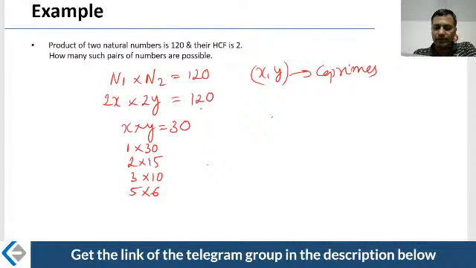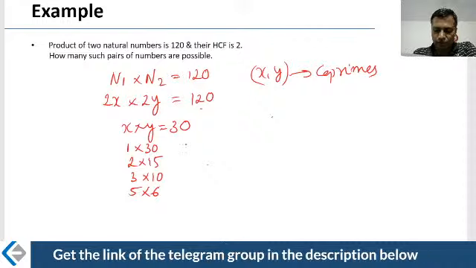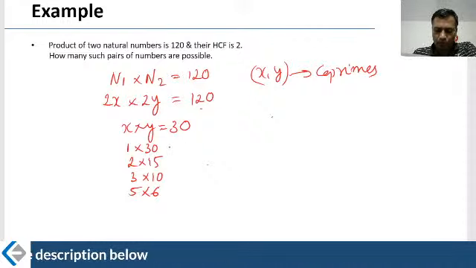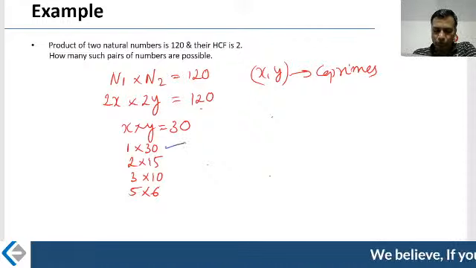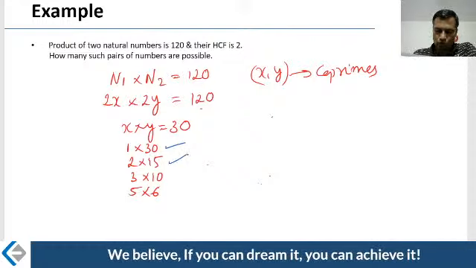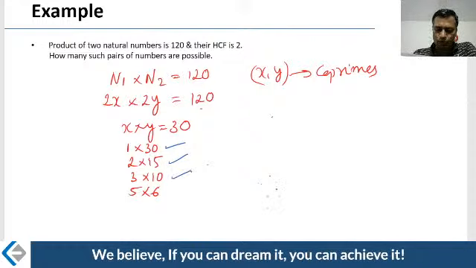Now let's check whether they are co-primes to each other. Are 1 and 30 co-primes? Yes. Or 2 and 15 co-primes? Yes. Or 3 and 10 co-primes? Yes. Or 5 and 6 co-primes? Yes. So this time all 4 pairs have turned out.